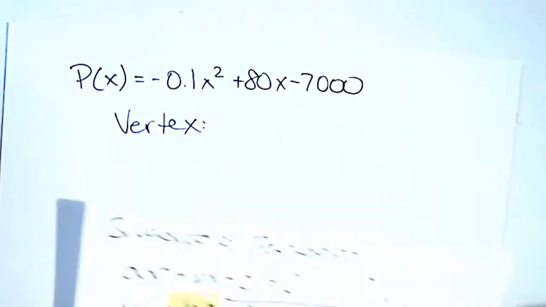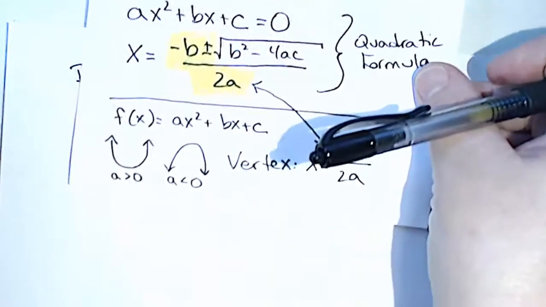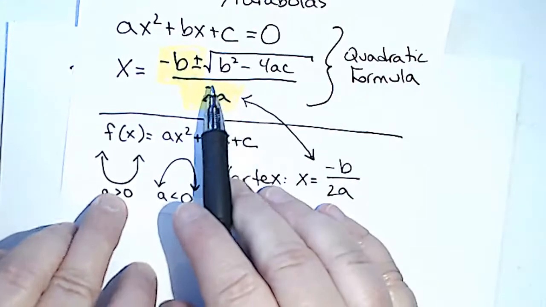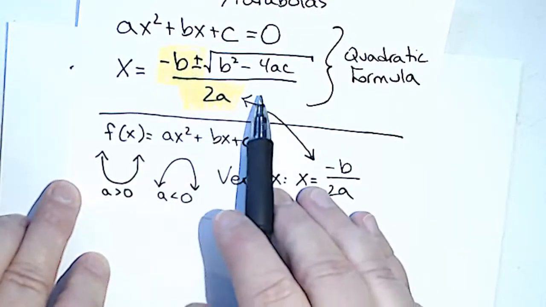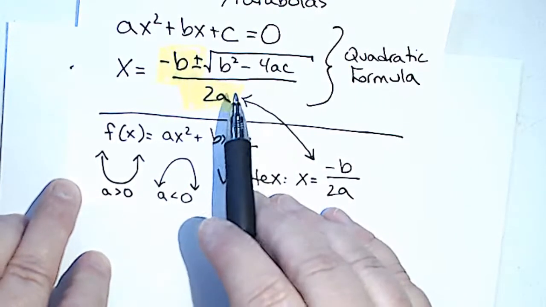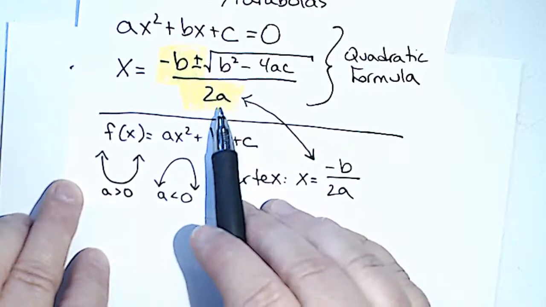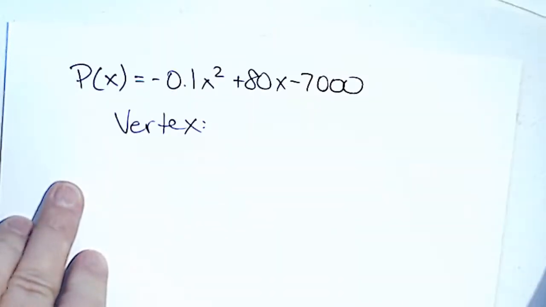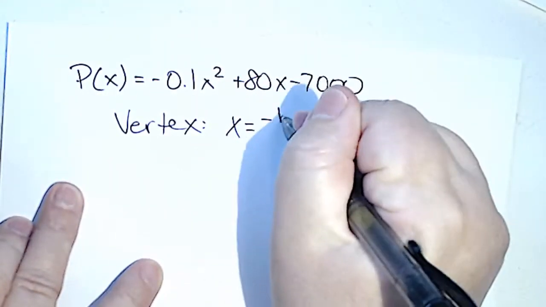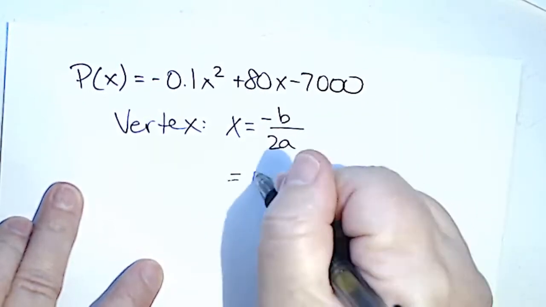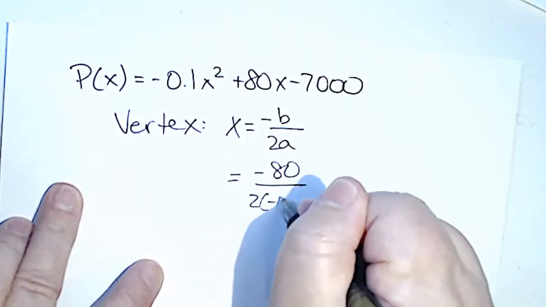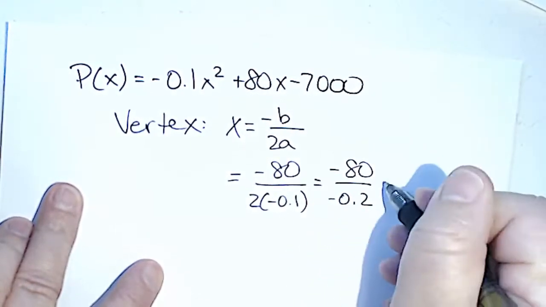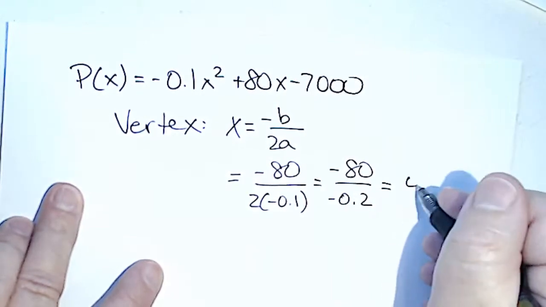So handy dandy cheat sheet right there. Remember that if you know the quadratic formula, this part that's painfully yellow on the video, but is actually not that bad on the cheat sheet, that part is right here. That's the x coordinate of the vertex. X equals the opposite of b over 2a, which is the opposite of 80 all over 2 times negative 0.1, which is negative 80 over negative 0.2, which is equal to 400.